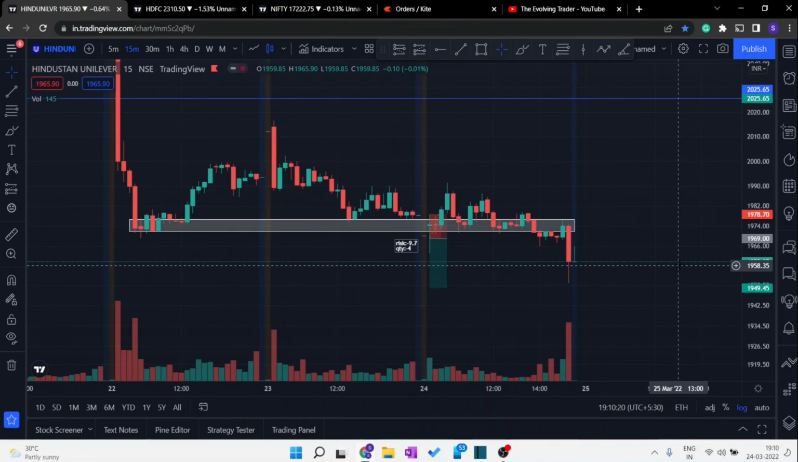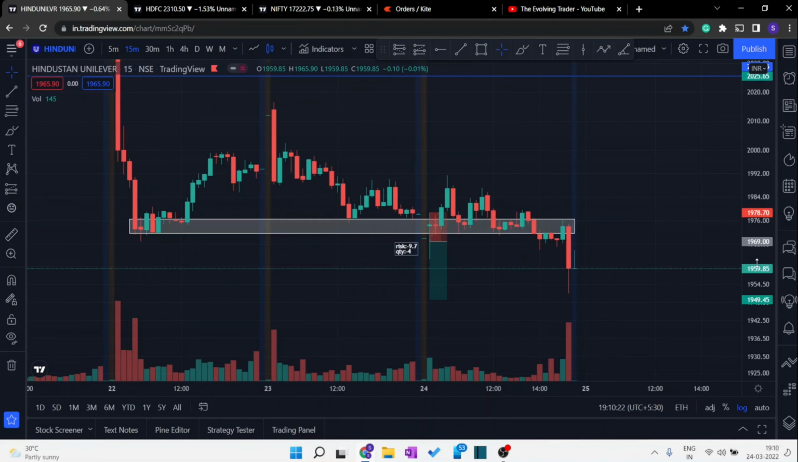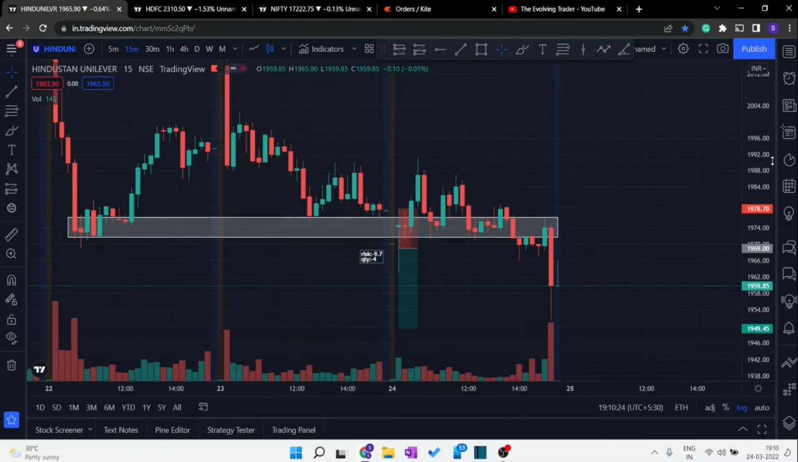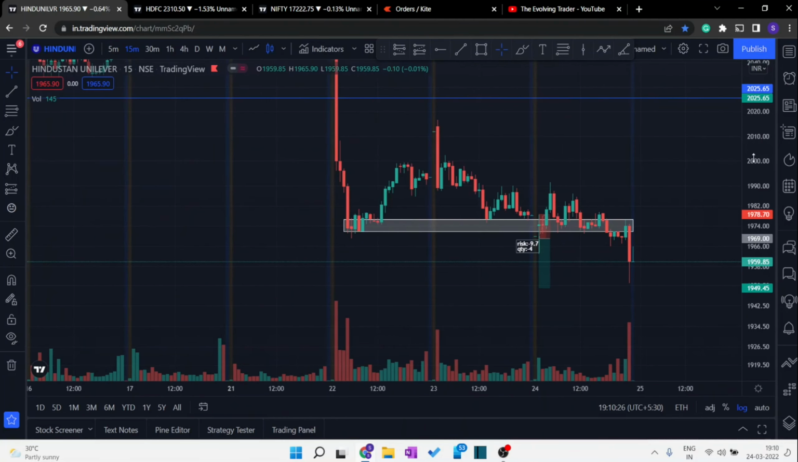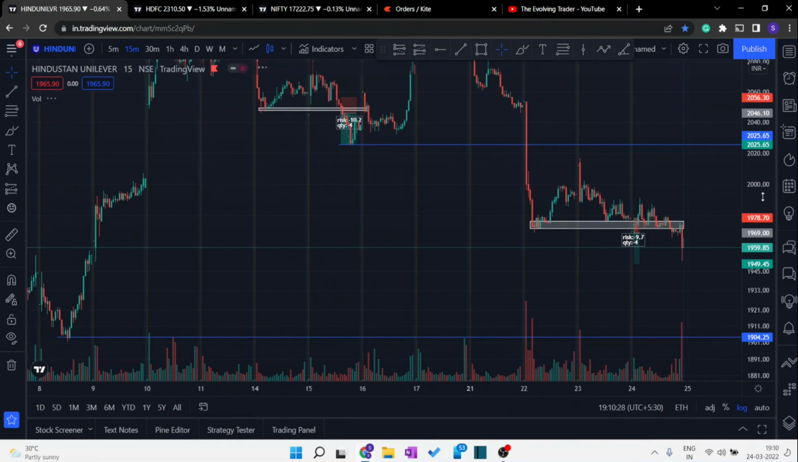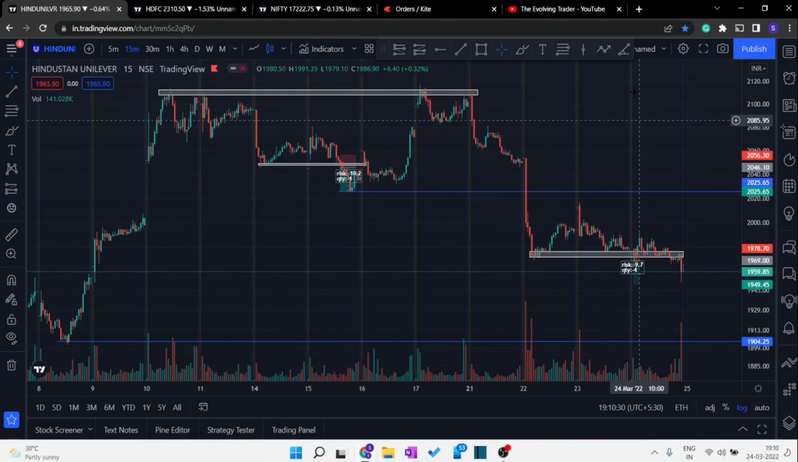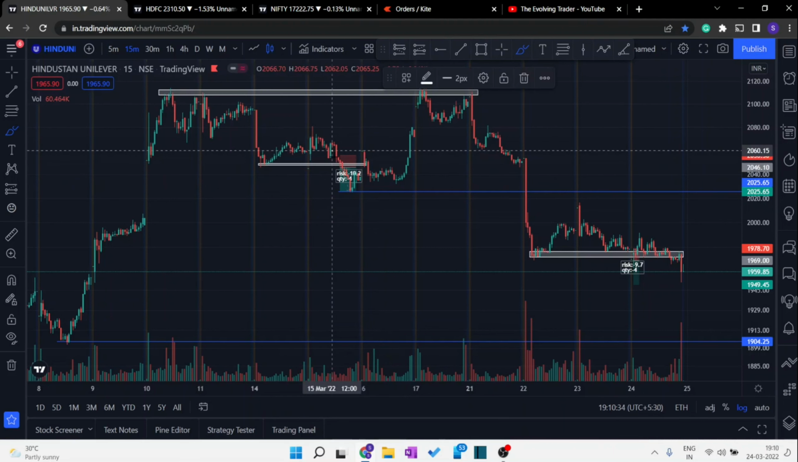So in morning hour, my trade was on Hindustan Unilever. So the plan was like this. Let me zoom out. So what happened here? I first sold Hindustan Unilever and I think I shared it with you. It was a profitable trade.